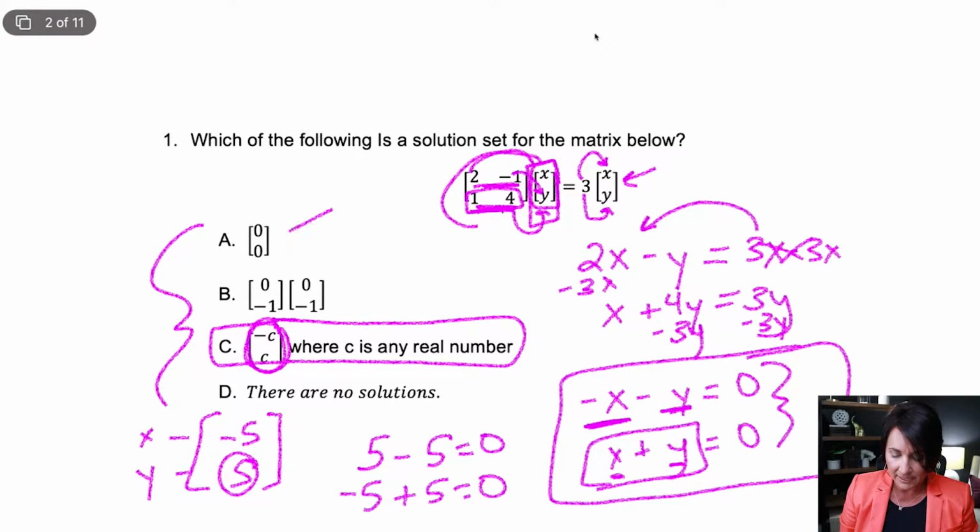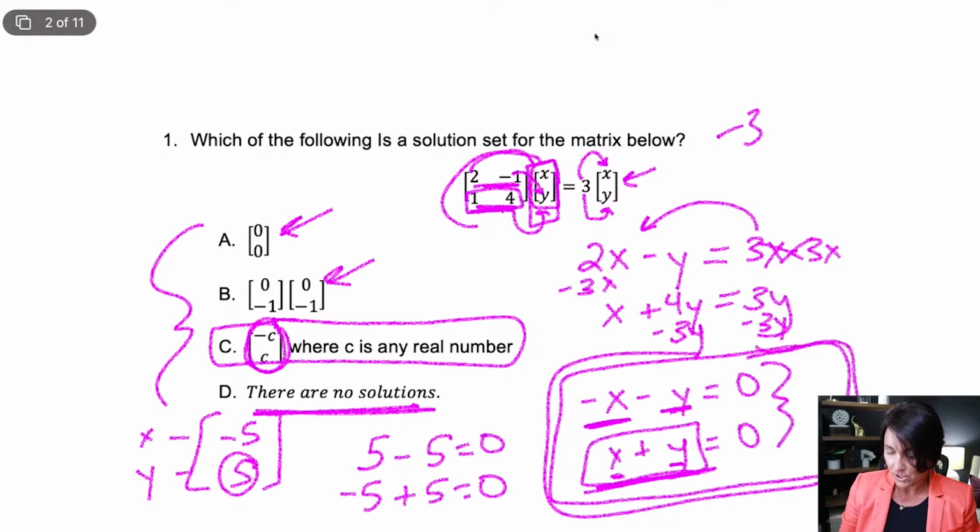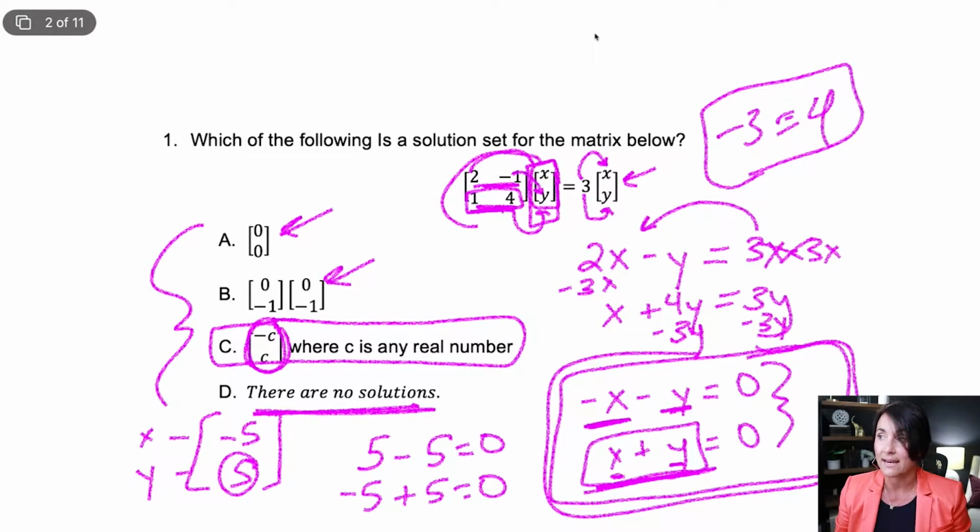Now, if we were to plug in A and B, it wouldn't work. They would not equal 0. And when it says there are no solutions, that happens when, after you do this whole situation here, you have -3 equals like 4, and it's clearly not correct. That's when there are no solutions. But in this situation, -C and C, where C is any real number, we can see that if we plugged in right here any real number with -C and C, we would get the correct answer, which in this case happens to be 0. All right.